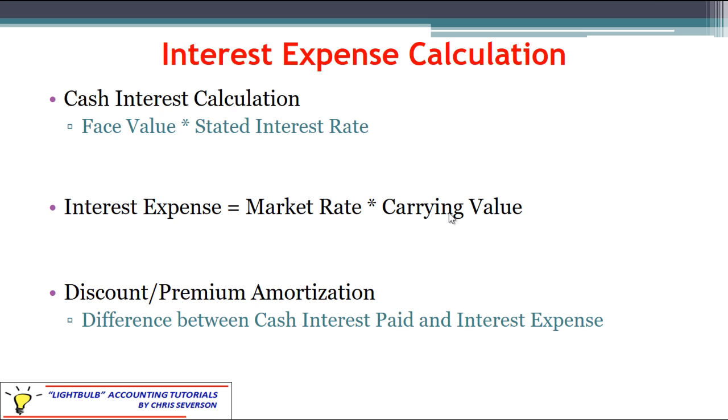This is where the difference comes in between the straight line method and the effective interest method. The carrying value is going to reduce over time. We're multiplying it by the same rate, but the balance that we multiply it by differs. It reduces or increases, depending on whether it's a premium or a discount. And we'll see that in the amortization schedules in just a bit. Now we back into the amount of discount or premium we're going to amortize. It's simply the difference between the cash interest paid and the interest expense.